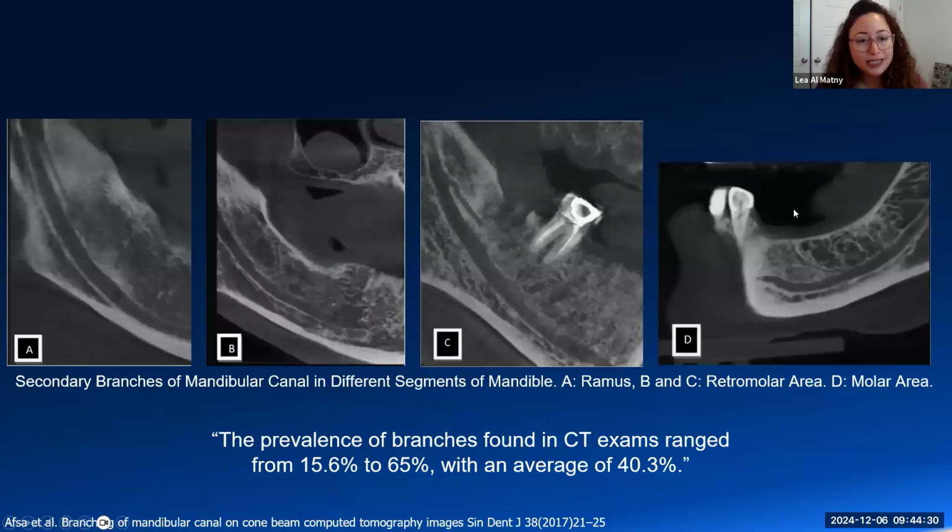You will also see some that reach the apical area of teeth, which can also explain why sometimes a patient has numbness after treatment, even if you see a periapical lesion that is far from the mandibular canal. Sometimes having these secondary branches in contact with the apices can also affect the patient's symptoms.